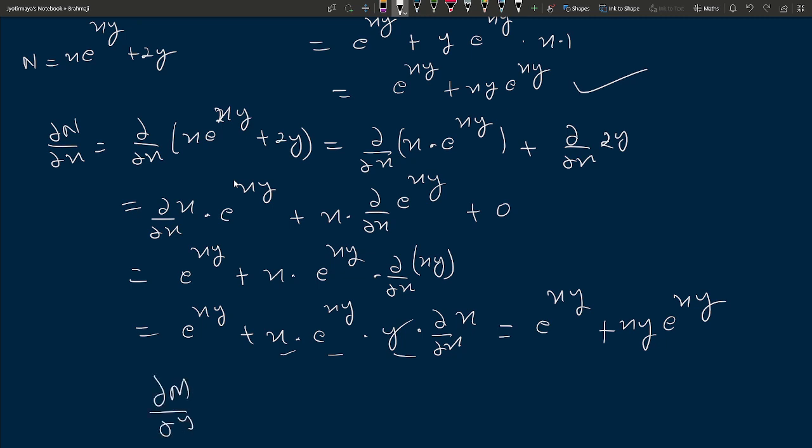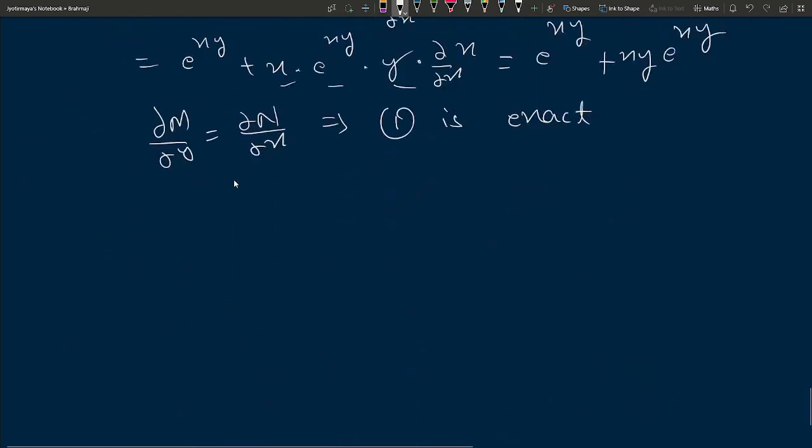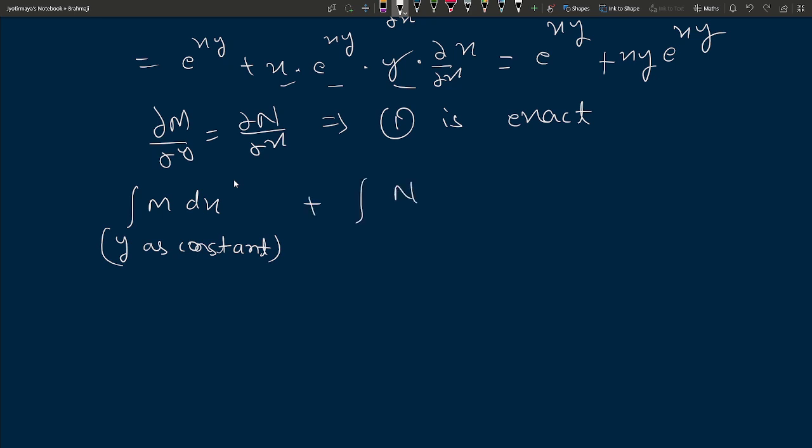So del m by del y equals what? Del n by del x. This implies the equation is exact. Now if it is exact, how can you solve it? Then its solution is given by integration of m dx, treating y as a constant, plus integration of n dy, those terms without x, equal to c.